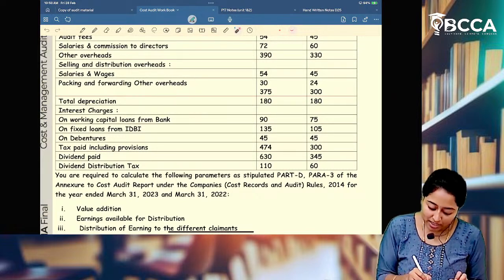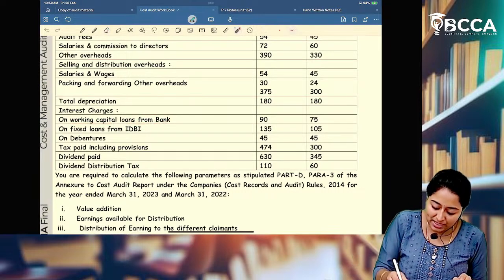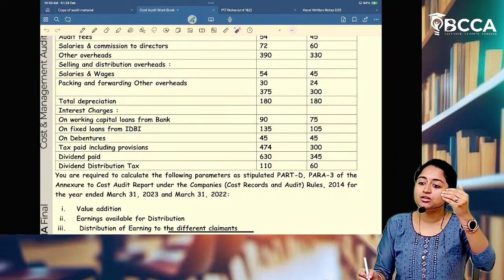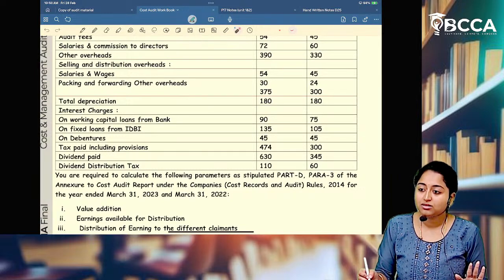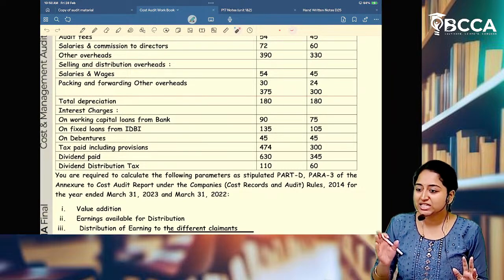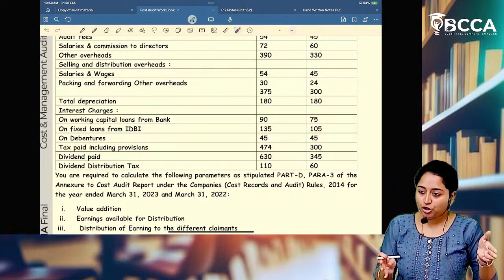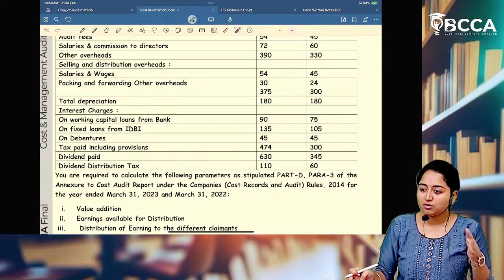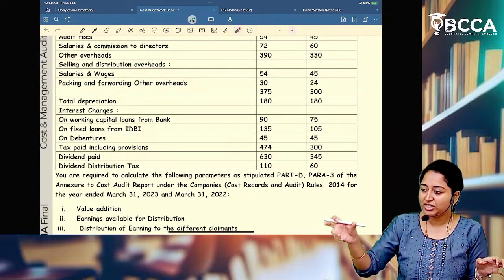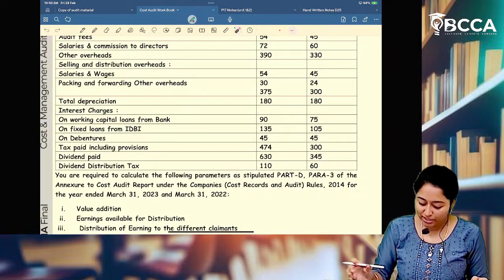value addition. Interest charges, in which on working capital loans from banks, whether it will be considered in value addition or earnings available for distribution. It is working capital loan. What is working capital loan? Loan taken for which purpose? For day-to-day operations, which means it is there in the production, isn't it? So that is done in converting raw materials to finished goods. I've used that money in the production purpose. So what is value addition? Whatever the cost I am putting to convert this raw material into finished goods is value addition. So working capital loans interest will also be considered to be a value addition.